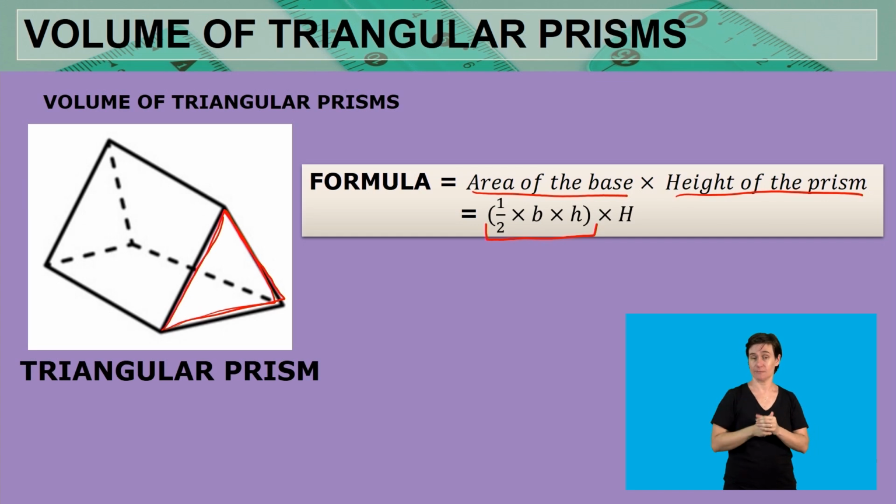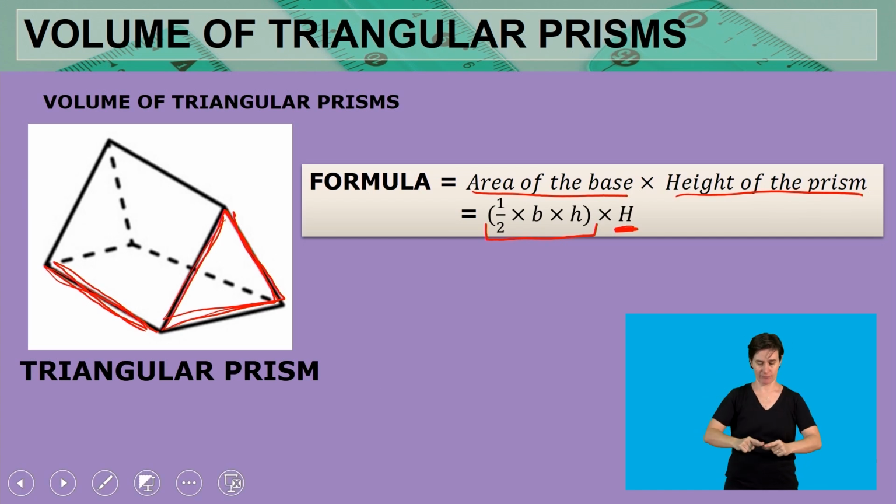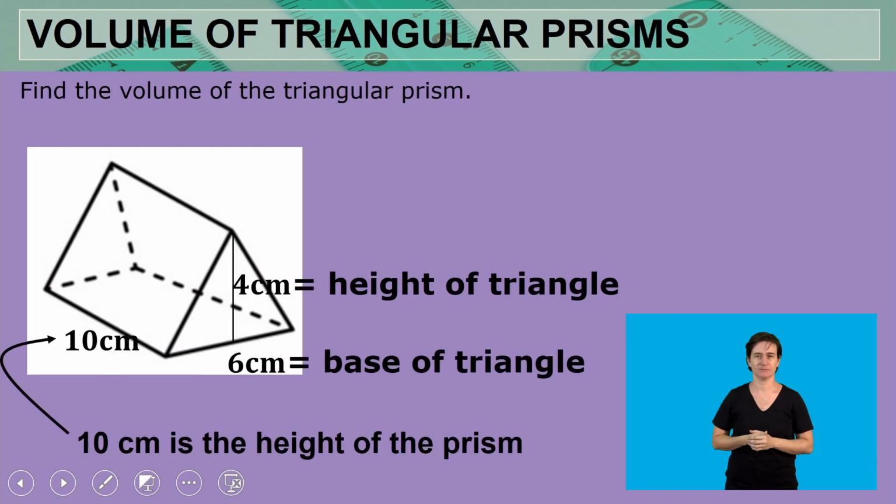So we do not end there with the volume. We now also have to multiply that with the height of our prism, which will be that part of our prism, and that is going to be the height. So remember, the base is going to be a triangle, which is the 1/2 multiplied by the base multiplied by the height. And of course, we are going to now multiply also with the height of the prism. Let's look at examples and see how we can do this practically.